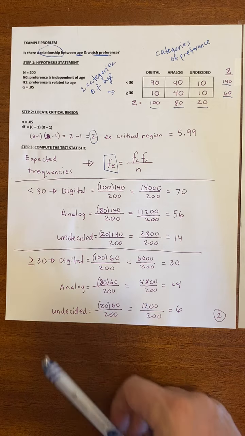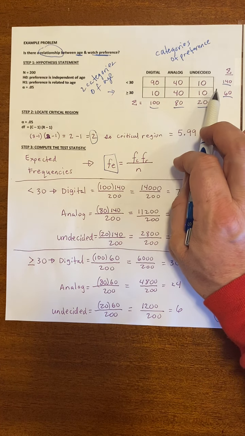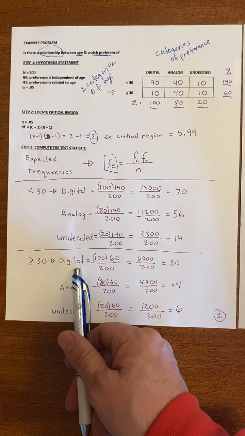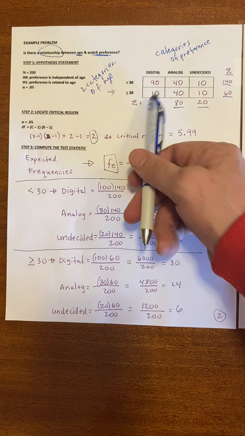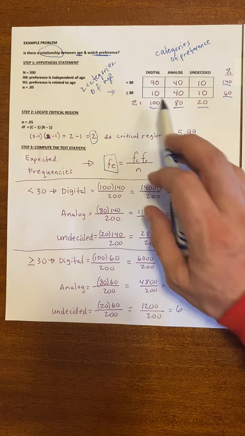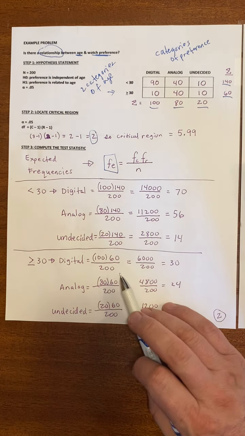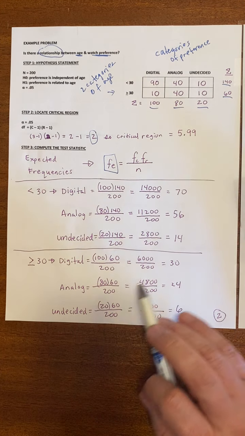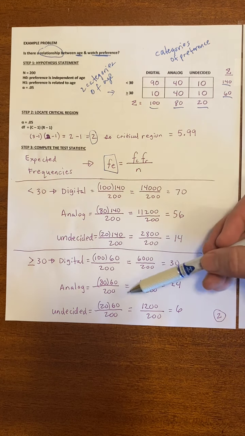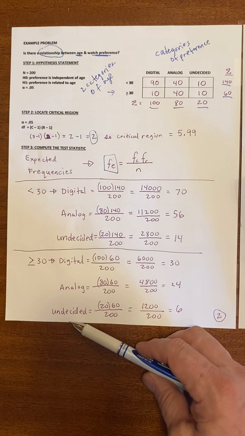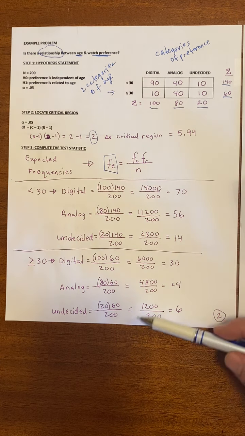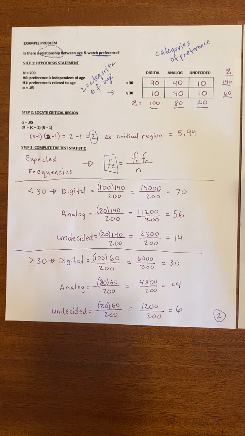Now we have to do the same thing for the bottom row, the 30 or overs. This is the score for the digital cell. Notice that their column frequency was 100 and their row frequency was 60. So that's 100 times 60 over 200, which gives us 30. For the analog group, it was 80 times 60 over the 200, which gives you 24. For the undecided group, it is 20 times 60 over the 200, which gives you 6.